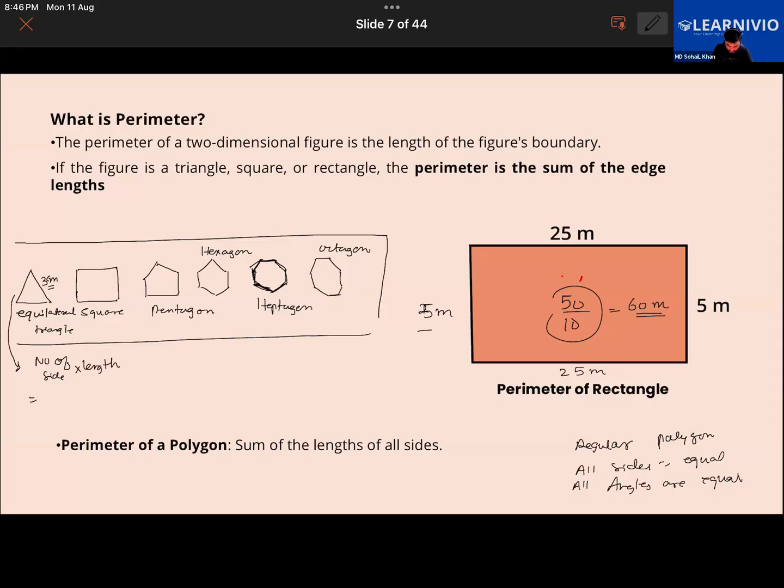No, that's a different thing. Number of sides, how many sides are there? 3. What is the measurement of one of the sides? Let's make it 6 to avoid confusion. So 3 multiplied by 6, that is 18 centimeter.